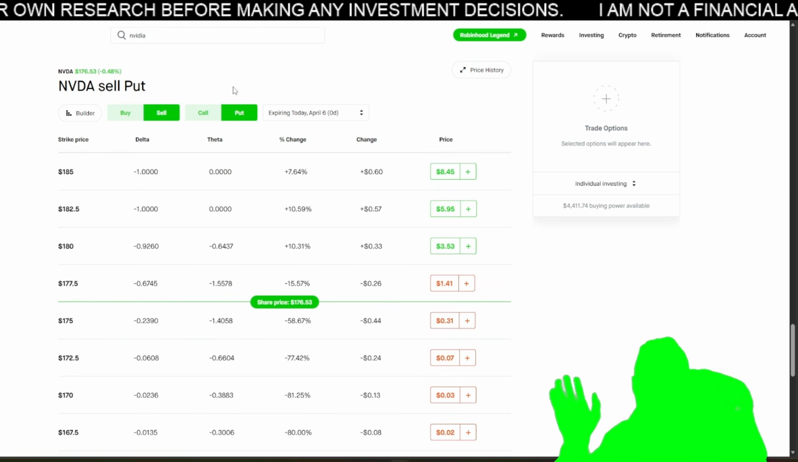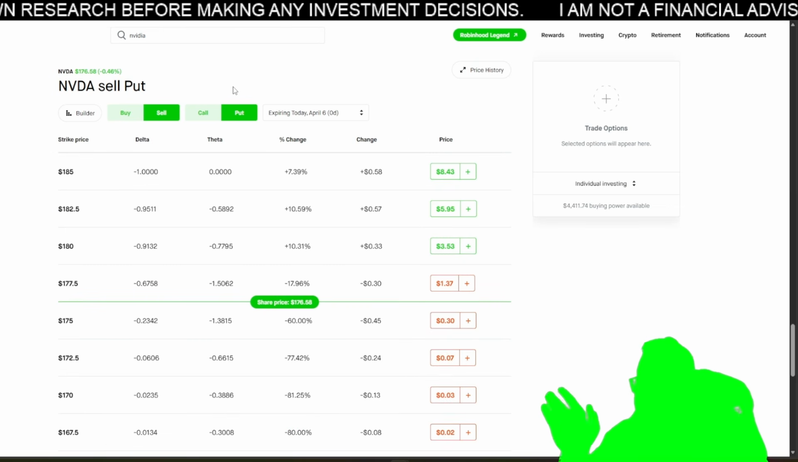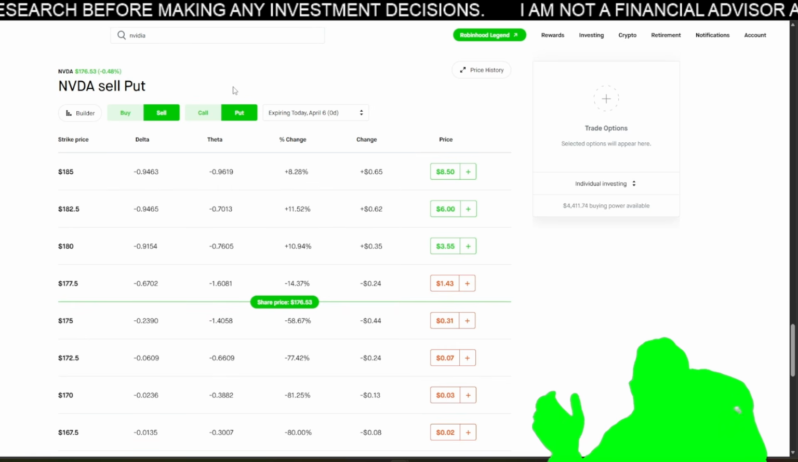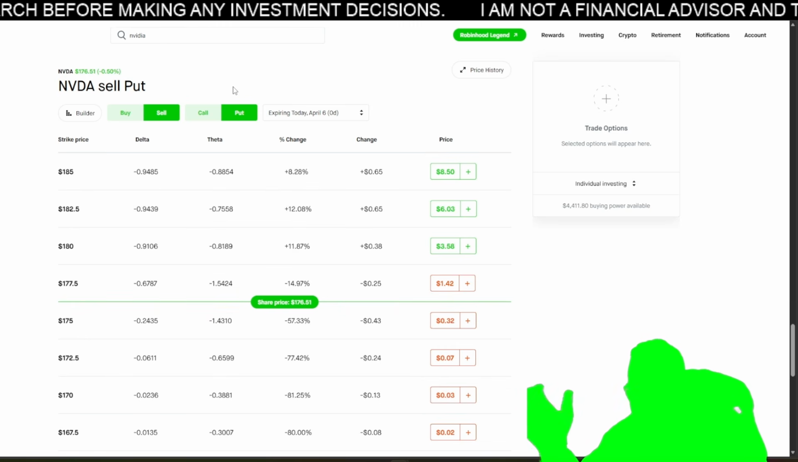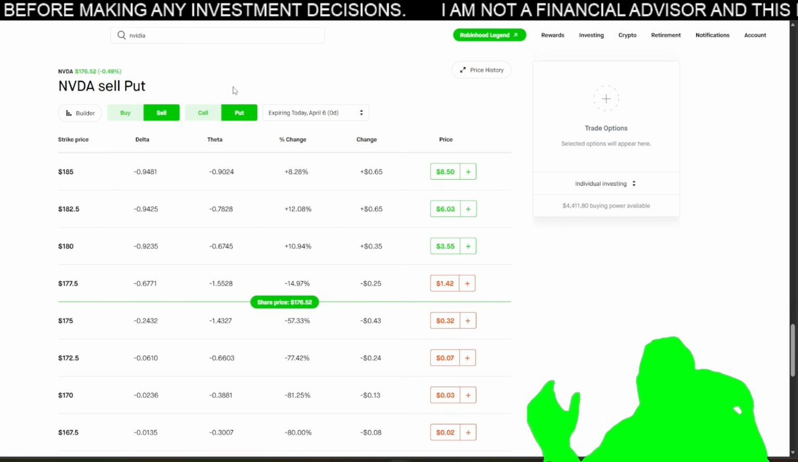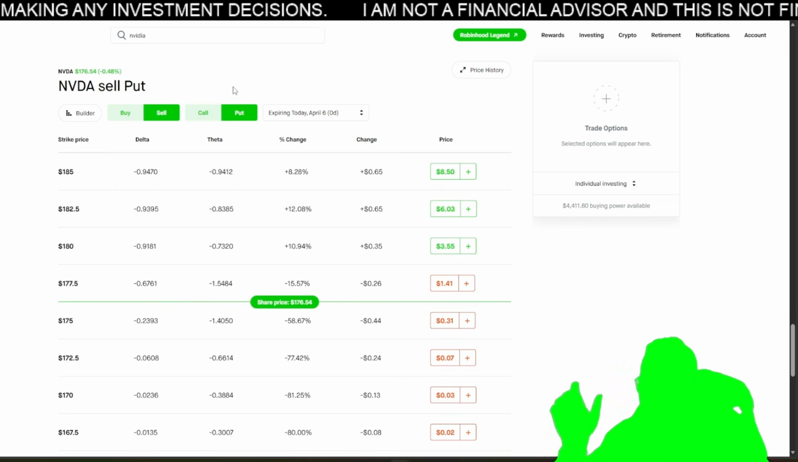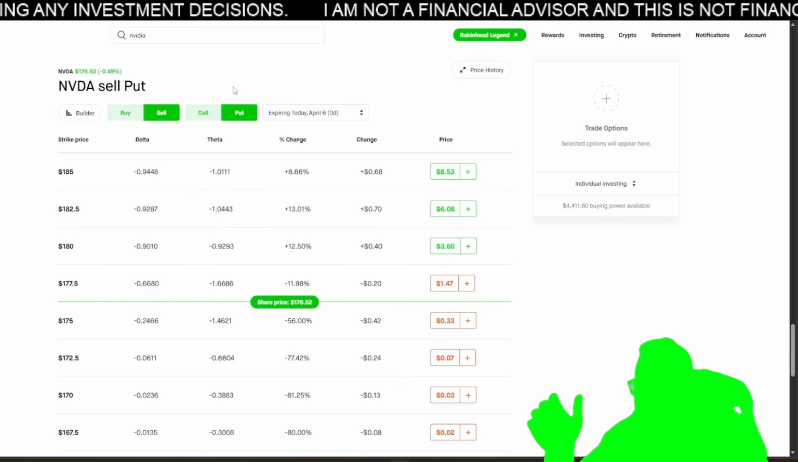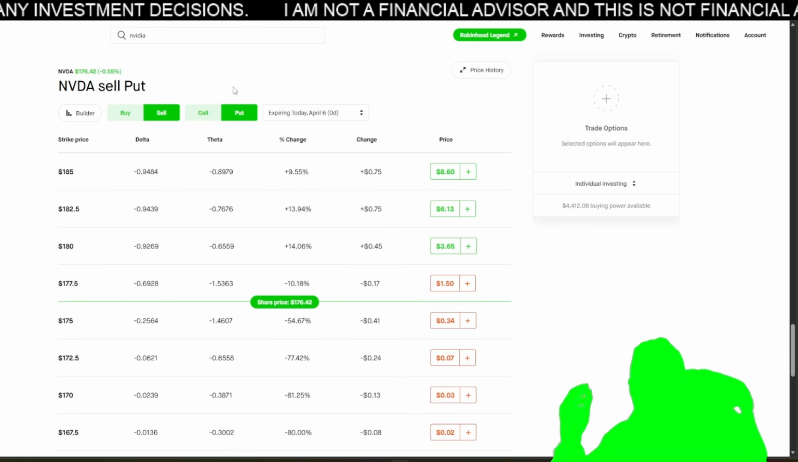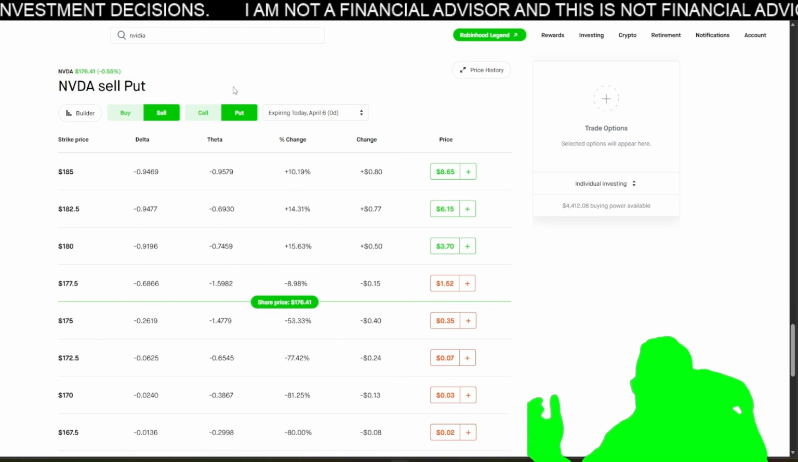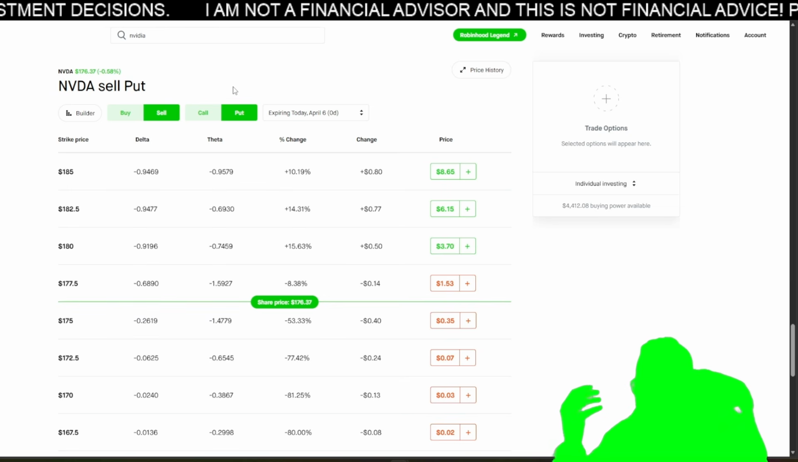Now, the reason that this is going to be beneficial is that you basically will get assigned to buy NVIDIA shares at a cheaper price. Now, if you remember from yesterday's video, options contracts, each contract is worth 100 shares, okay? And you need to have cash available to buy 100 shares of a stock at a certain price.